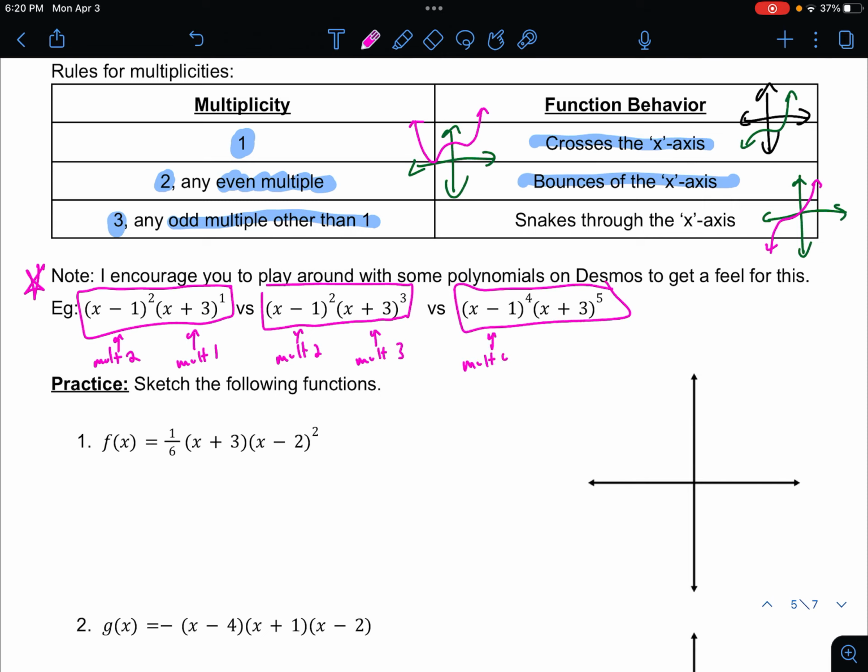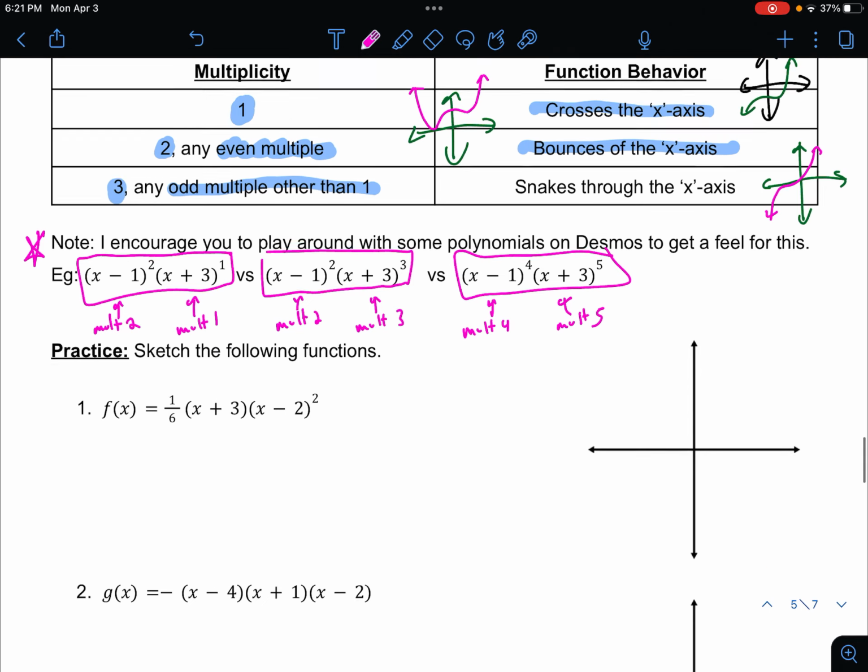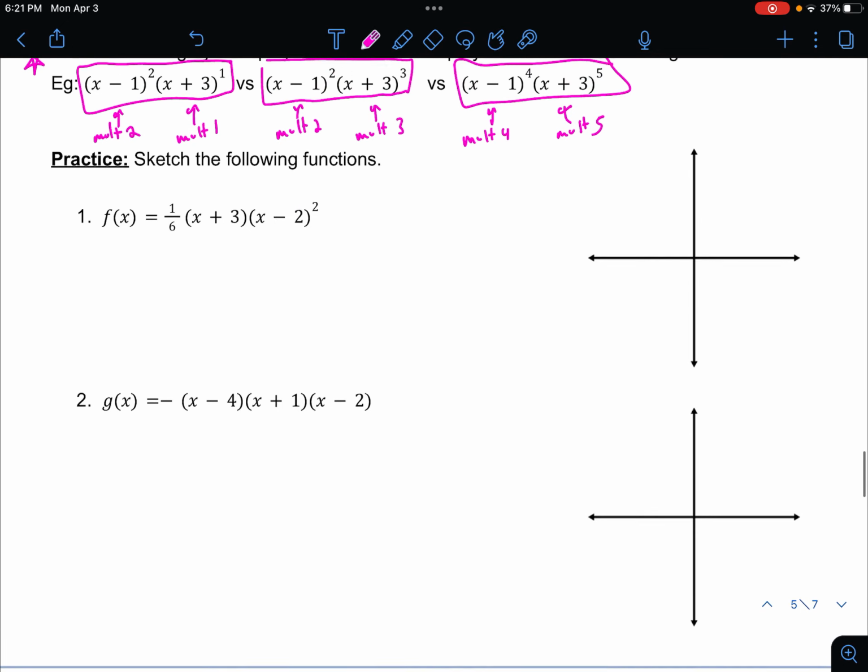Here we have a multiplicity of 4 that's going to bounce off the 0 of 1, whereas a multiplicity of 5 is going to snake through. Okay, so really the best way to do it is just to look at it, get the feel for it, mess around, make your own functions, and see what happens. So now, how would we practice this?